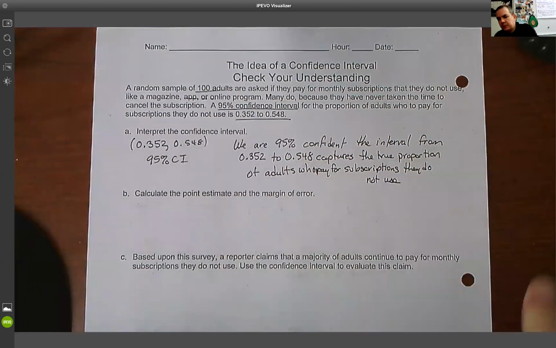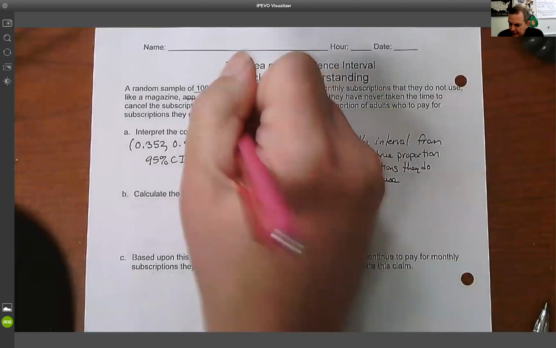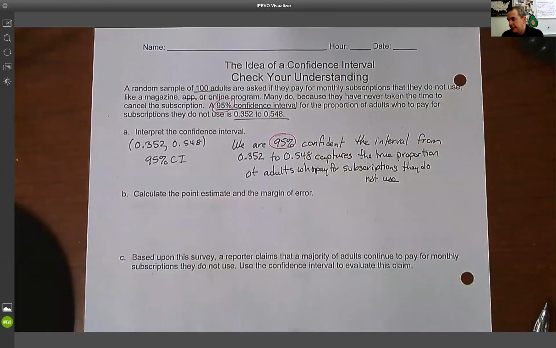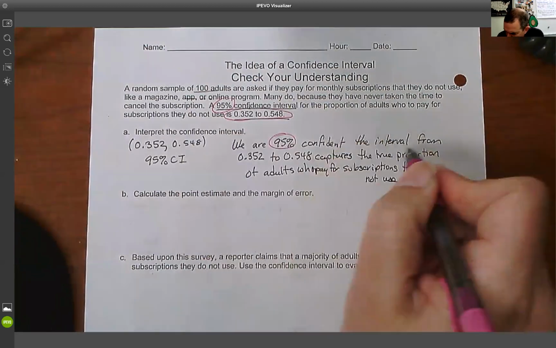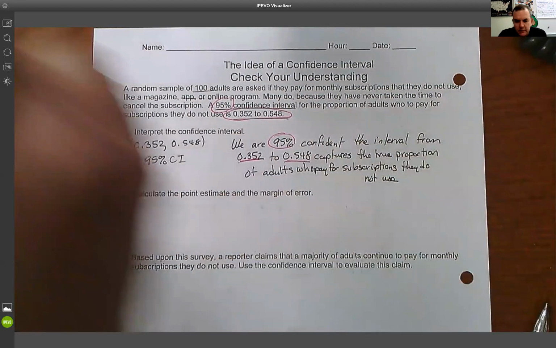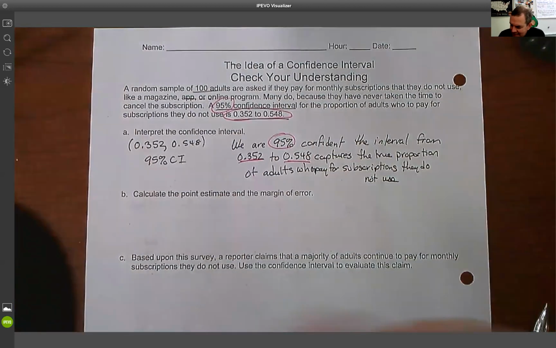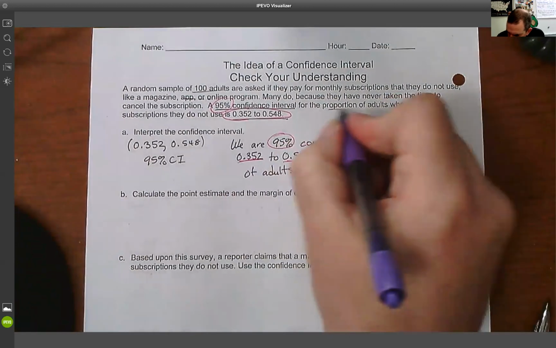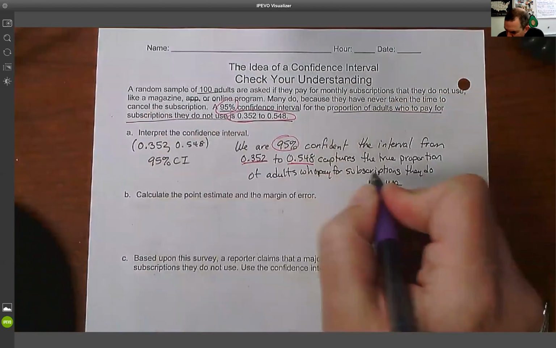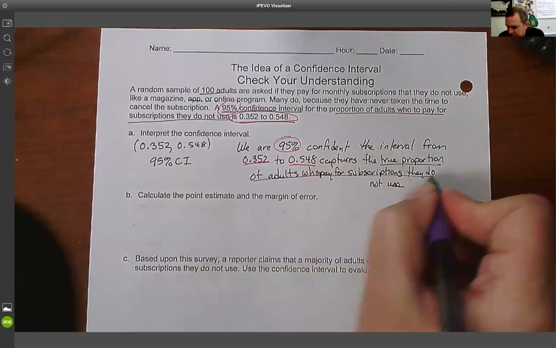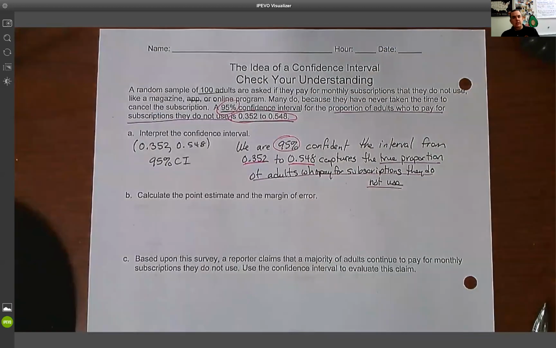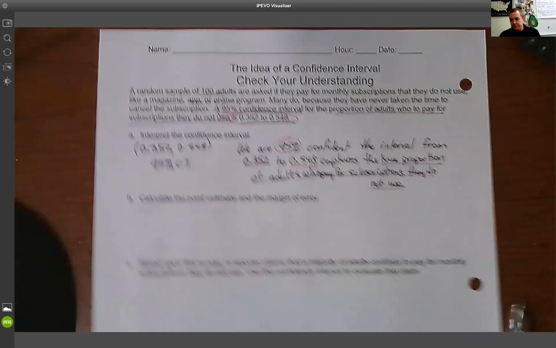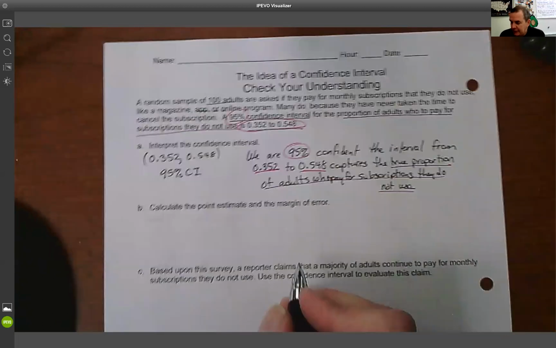So let me show you where I pulled this from. It says 95% confident. That's going to fill in my blank here. We need to grab the numbers from somewhere: 0.352 to 0.548. And then the last part is context. I'm going to say the true proportion of adults who pay for subscriptions they do not use. So that is going to be kind of like a Mad Lib boilerplate sentence that we're going to use a lot.